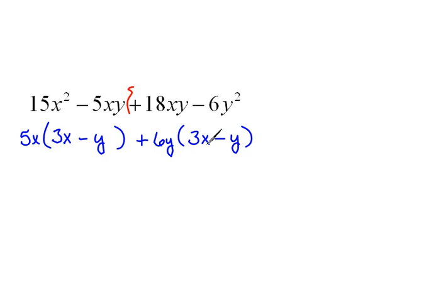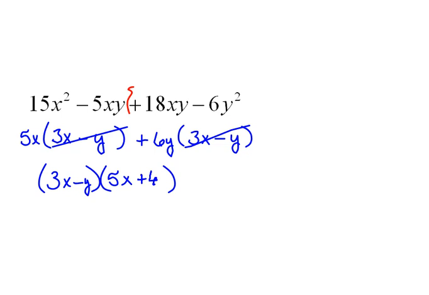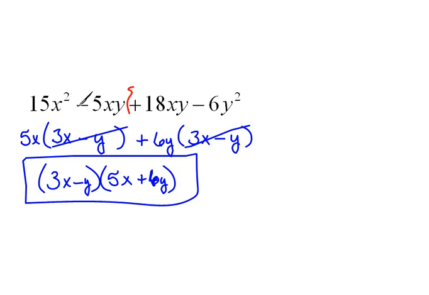So when I look at it now, I see that we have a common 3x minus y that we can now factor. When we pull that out of the first term, we're left with 5x. And when we factor that out of the second term, we're left with a positive 6y. So that is the factorization of this polynomial.